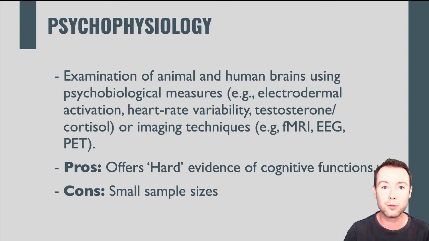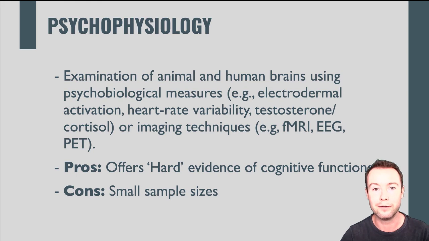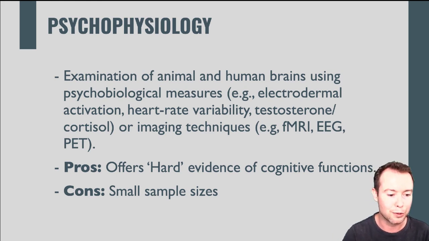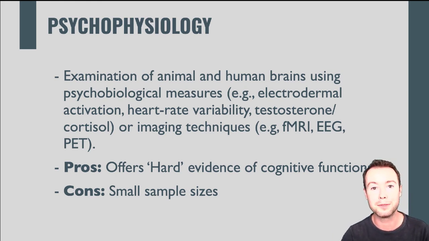We might also want to look at hormonal measures of testosterone or cortisol. Cortisol, for example, is a good indicator of stress levels. You can measure this using salivary swabs, and it gives you a very objective indicator of the amount of stress that somebody's recently undergone.